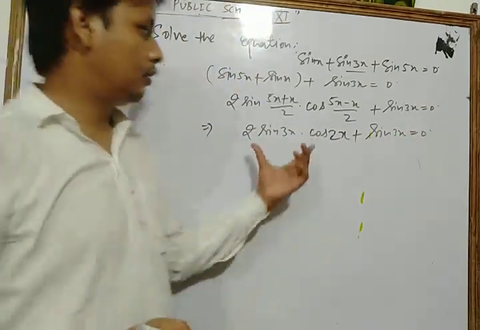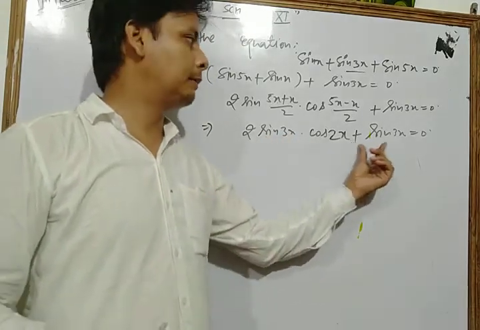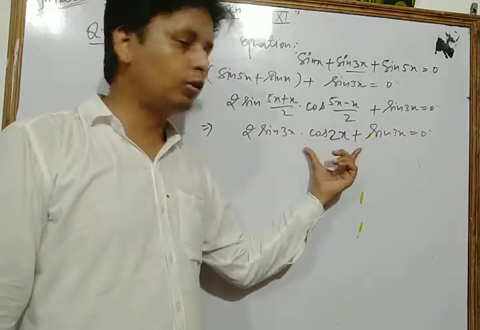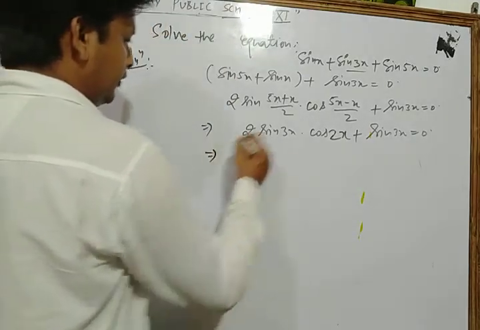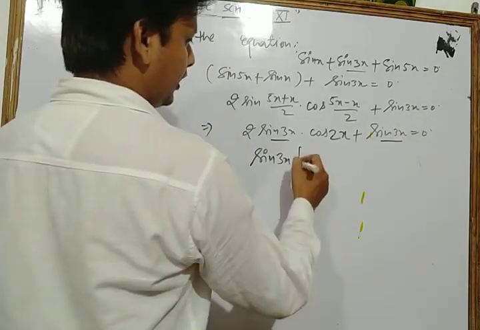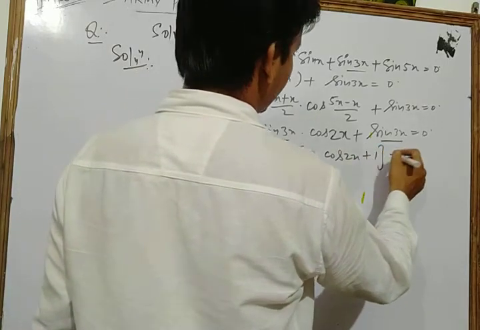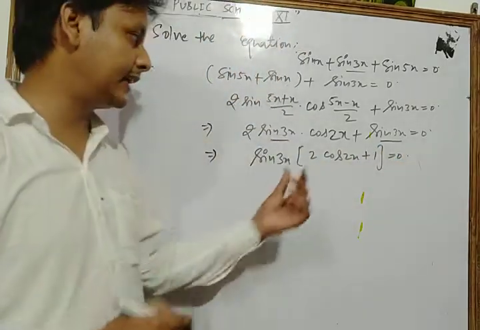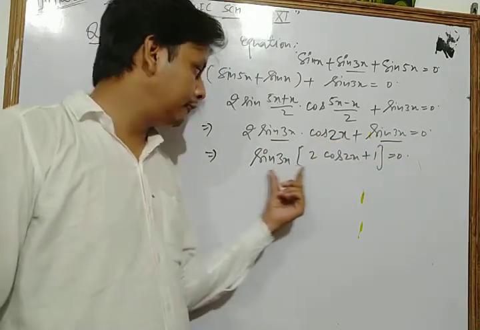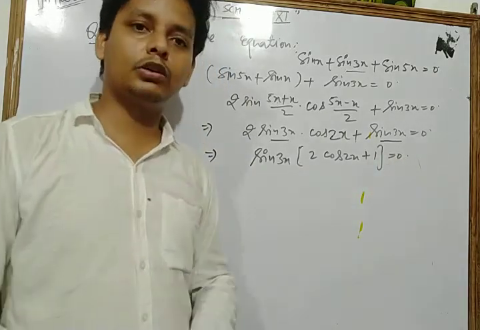Now we get two terms here. The first term is 2 sin 3x into cos 2x, and the other term is sin 3x. Now we take sin 3x as common from both terms. So in the other bracket we get 2 cos 2x plus 1, which is equal to 0. Now we take sin 3x equal to 0, and again 2 cos 2x plus 1 equal to 0.